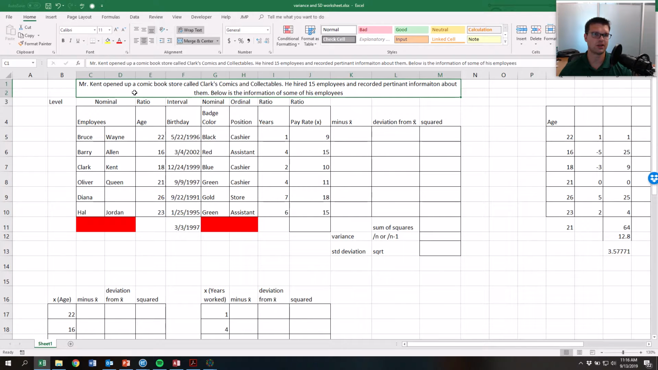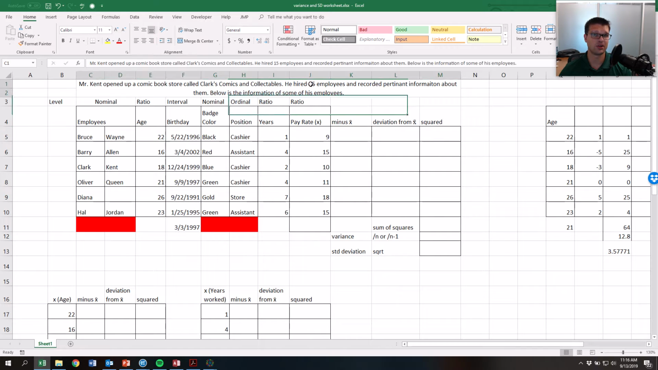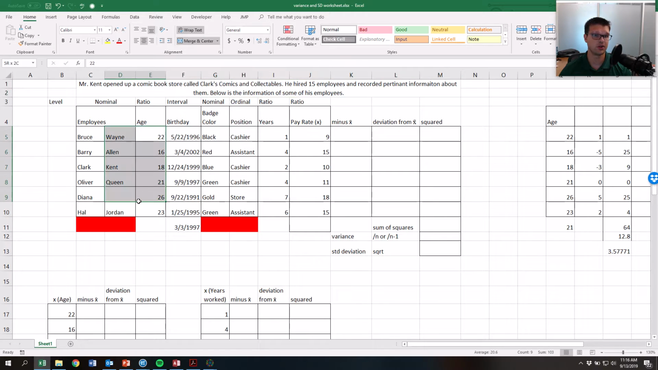So you'll see Mr. Kent opened up a comic book store called Clark's Comics and Collectibles. He hired 15 employees and recorded pertinent information about them. Below is the information on some of his employees. So right away we know that this is, what is this? Is this a sample or a population? Okay, this is going to be a sample because there's 15 employees, but there's only six employees here.